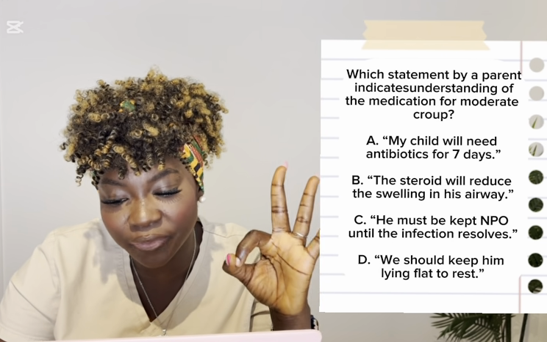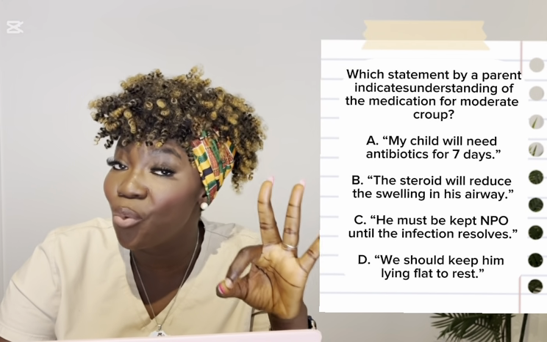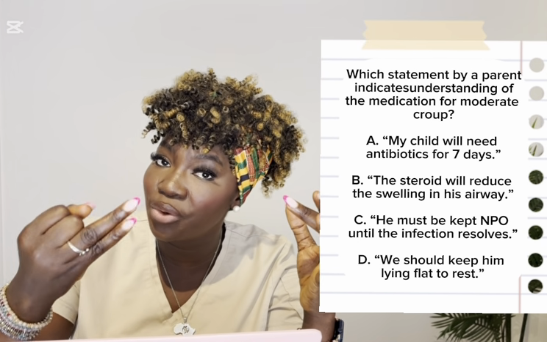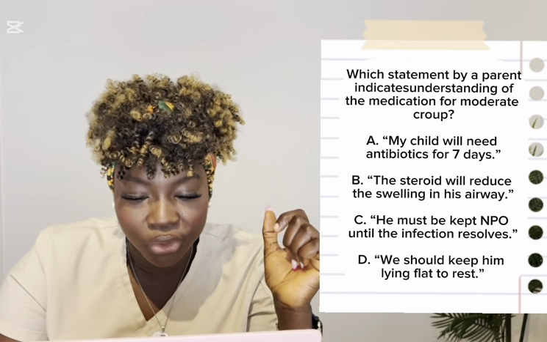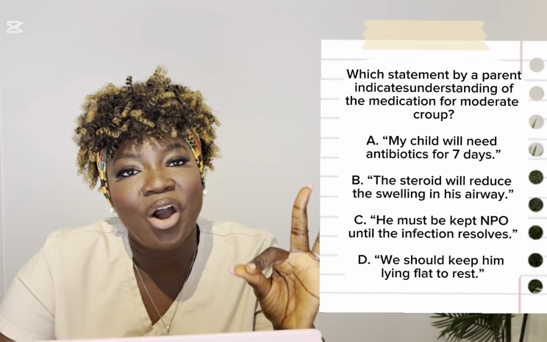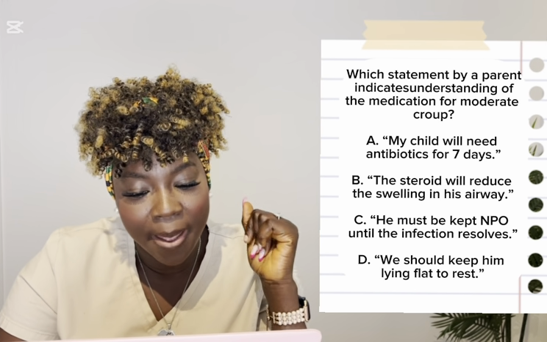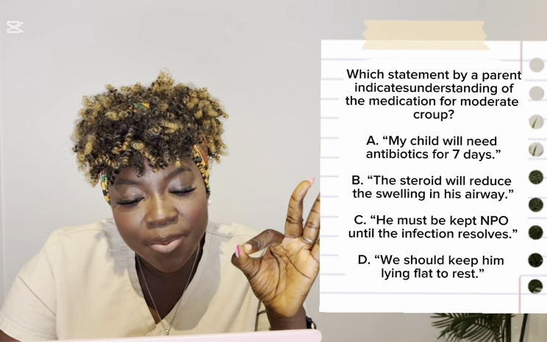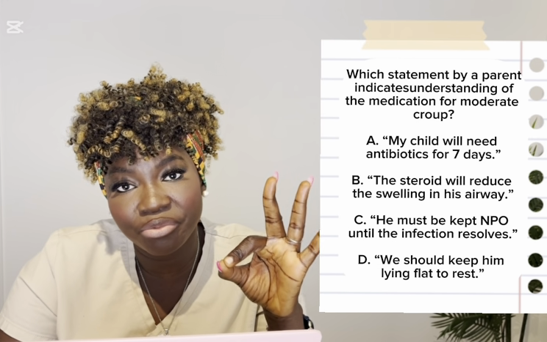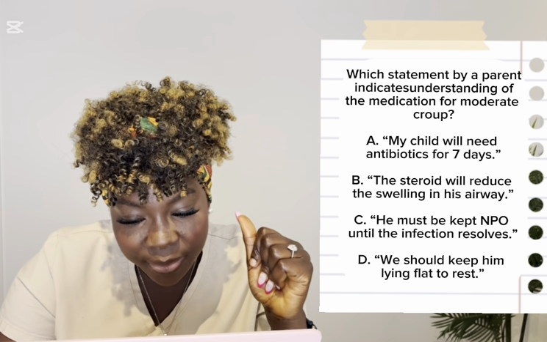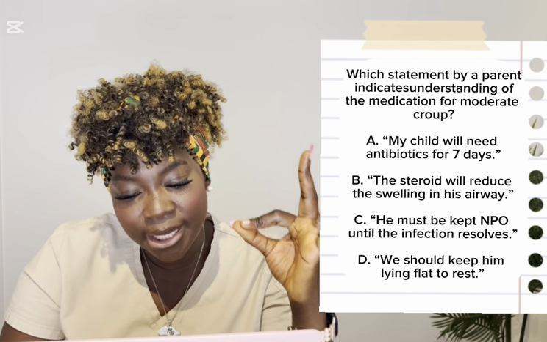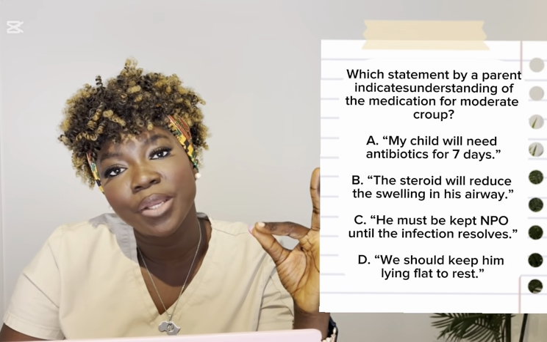Now let's go. Which statement by a parent indicates understanding of the medication for moderate croup? I've explained what croup is. It's caused by parainfluenza, which causes inflammation of the larynx, bronchioles, and trachea, narrowing the airway. A, my child will need antibiotics for 7 days. B, the steroids will reduce swelling in his airways. C, he must be kept nothing by mouth until the infection resolves. And D, we should keep him lying flat to rest. Now the right answer is B, the steroids will reduce swelling in his airway.